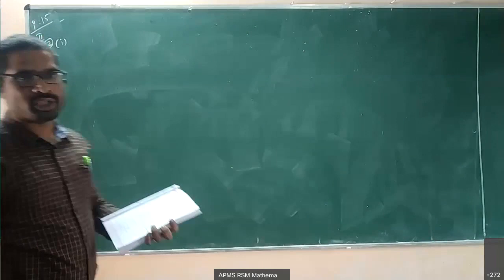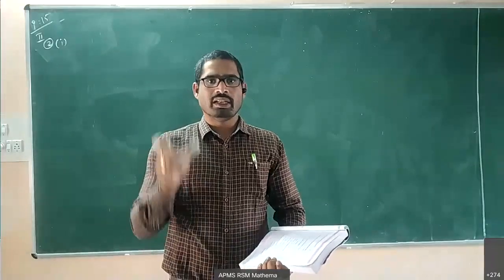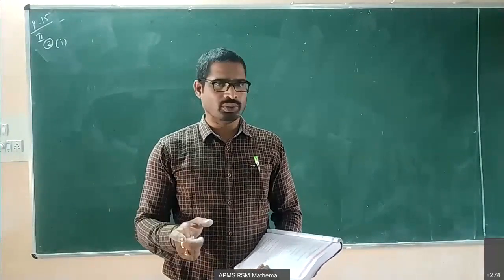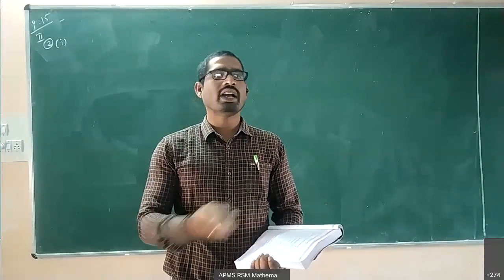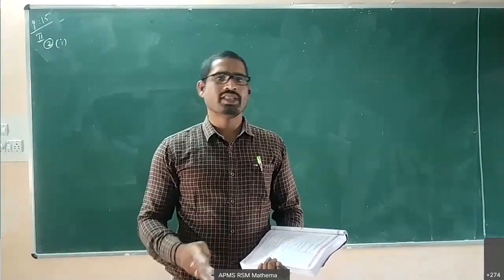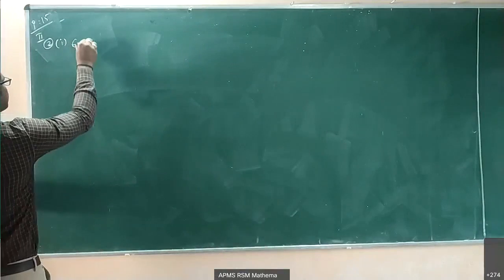Given that if Z is equal to 3 minus 5i, then show that Z cube minus 10Z square plus 58Z minus 136 is equal to 0. A complex number Z is given and a condition is given to be proved. So by using Z, we will substitute the Z value in LHS and will prove that it is equal to 0, which is RHS.